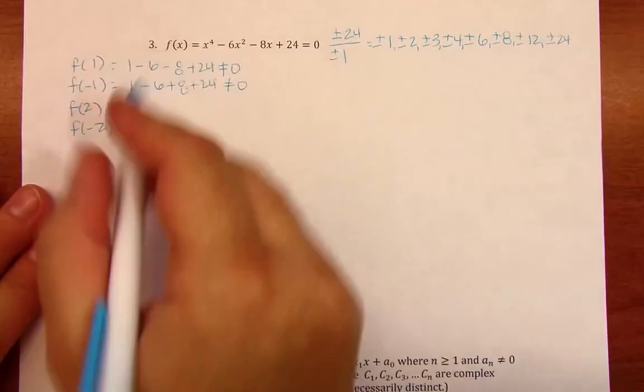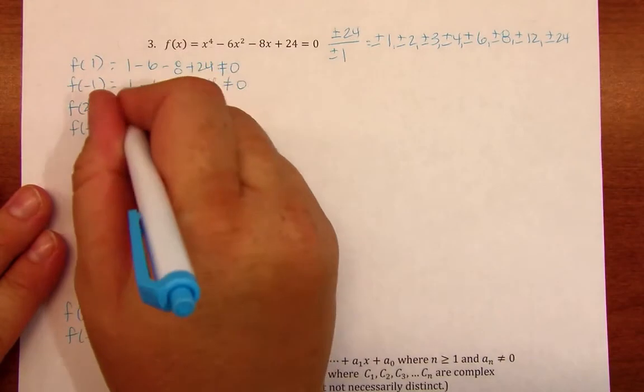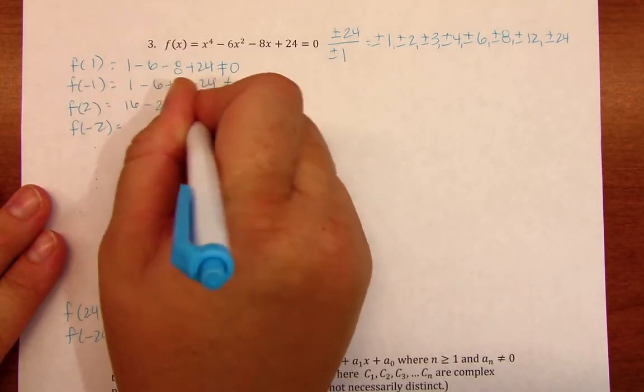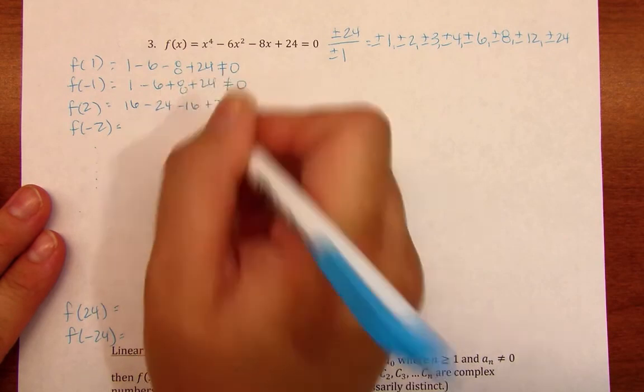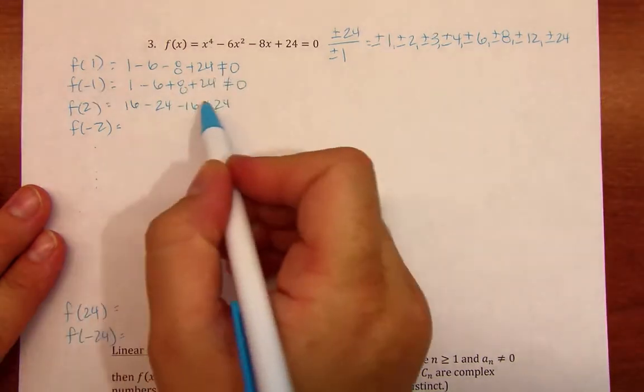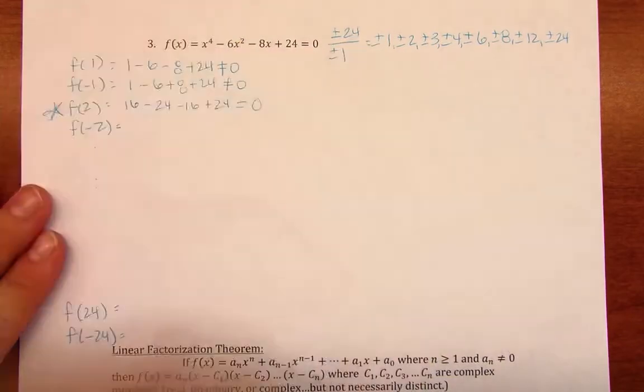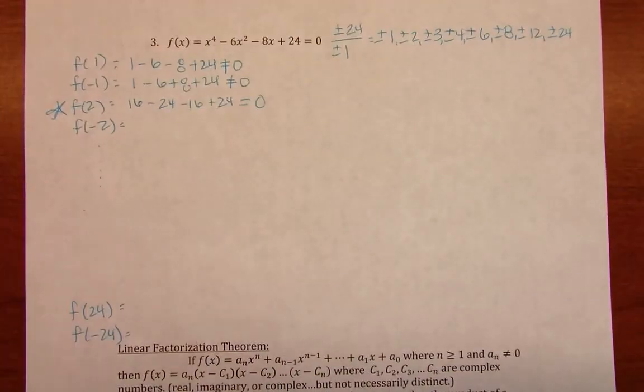But plugging in 2 here, I get 16 minus 24 minus 16 plus 24. Now these two cancel and those two cancel, and that's equal to 0. And that's a good thing for us because that means that x equals 2 is a factor.